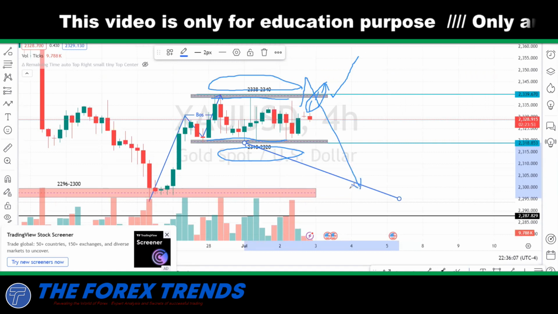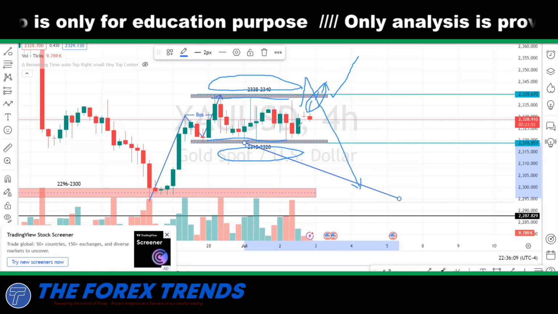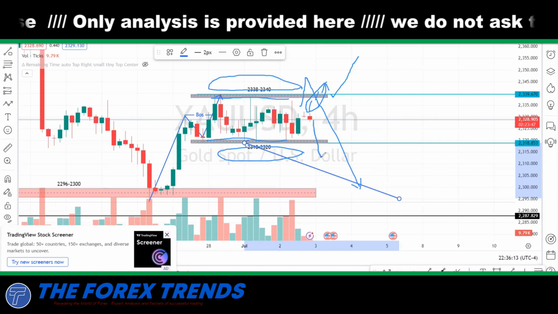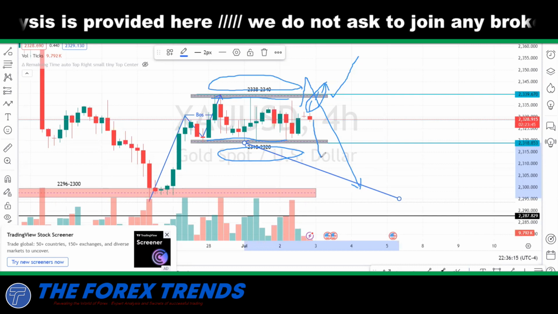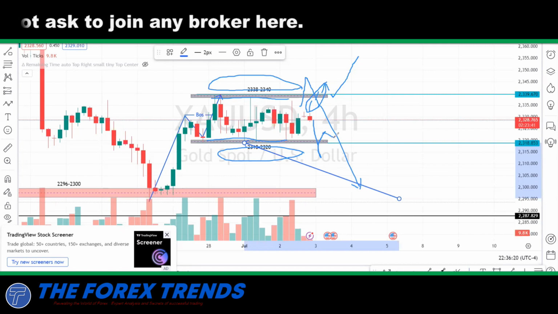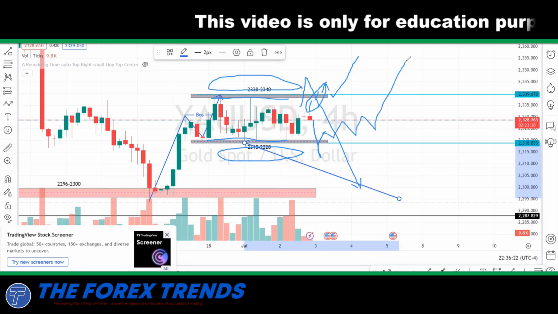Okay. Similarly, on the lower side, it is possible the market goes down to grab this liquidity, and after that the market goes up to this zone again and goes up like this.